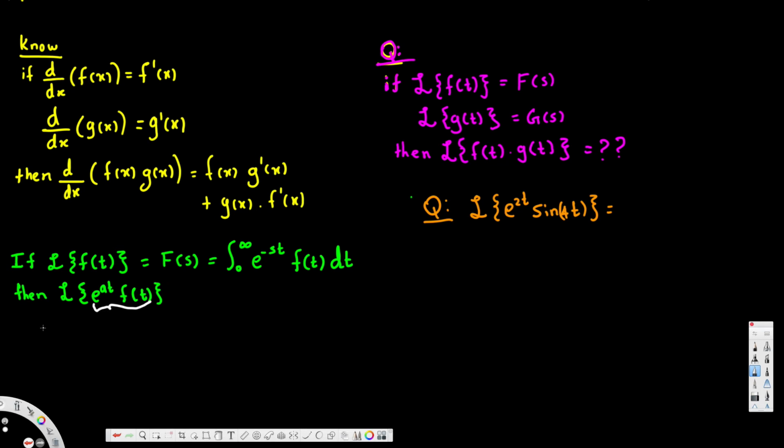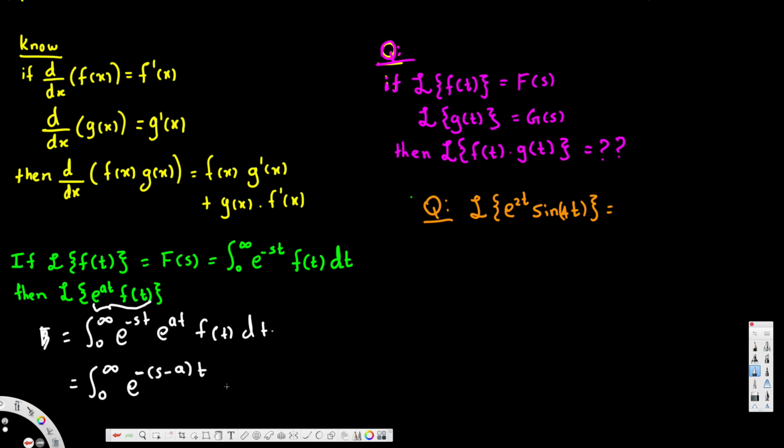If we do that, this is going to become F of s. This is going to become the integral from 0 to infinity, and we will have e power negative st, and instead of this f of t, we replace it with e power at f of t. Then we will have dt. Here we can combine this e power negative st and e power at together. If we combine and factor this in a better way, this is going to become e power negative (s minus a)t f of t dt.